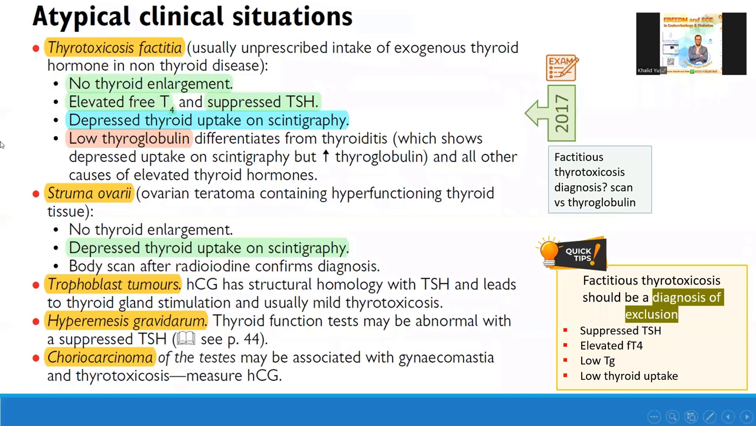ovarian teratoma. Hyperemesis gravidarum we will discuss later, in the next or another session, during the discussion of thyroid disorder during pregnancy. Also choriocarcinoma, which in the testis may be associated with gynecomastia and thyrotoxicosis and a major HCG, and it is to some extent confused with trophoblastic tumor. We will see how to differentiate between them in the gonads session.